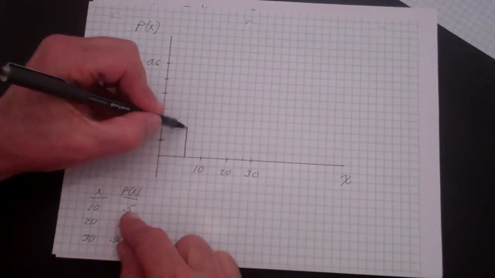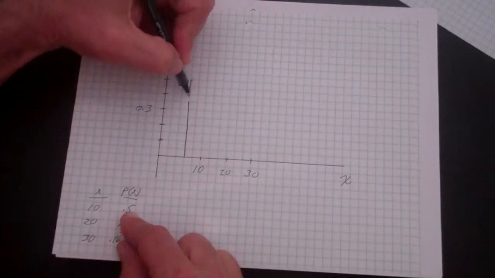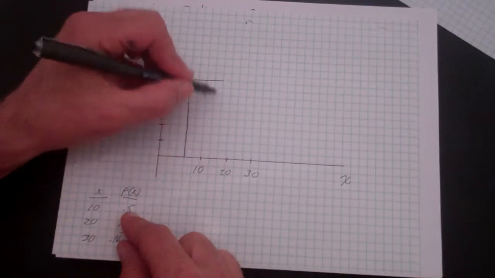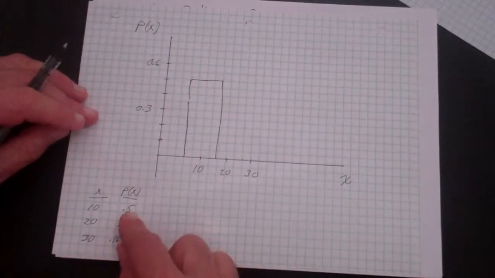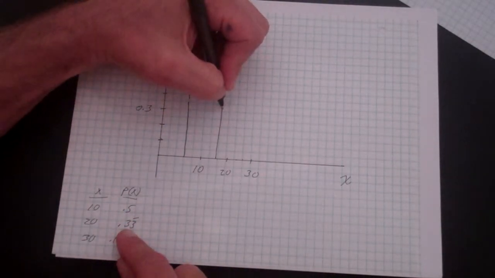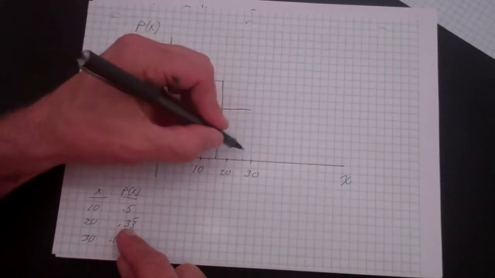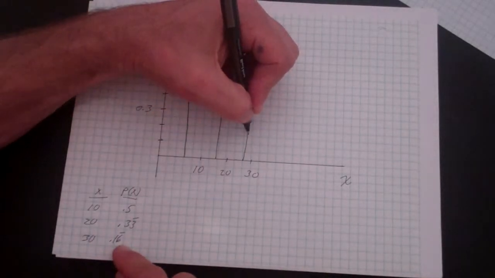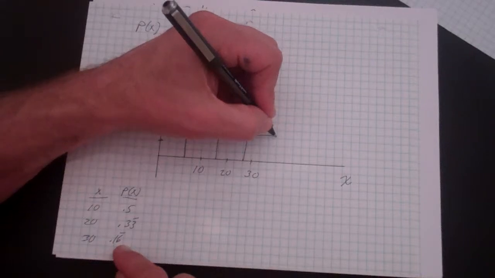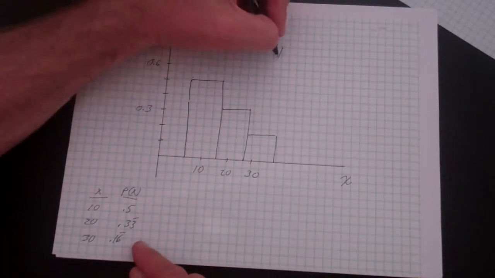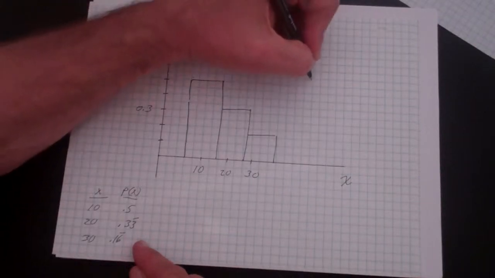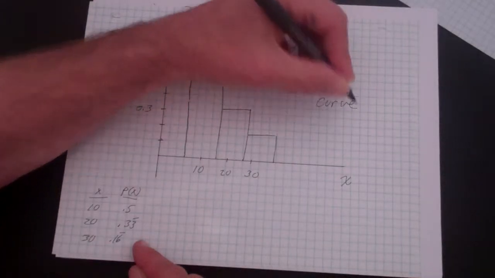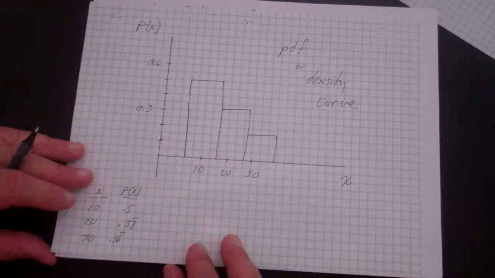So let's draw this up. 0.5 is there. 20 is 0.33, so just beyond that. And 30 is 0.16, just about half that. And that's roughly what your PDF or density function looks like. Now, traditionally when we call it a density curve, it's continuous instead of a histogram, but it's the same idea.